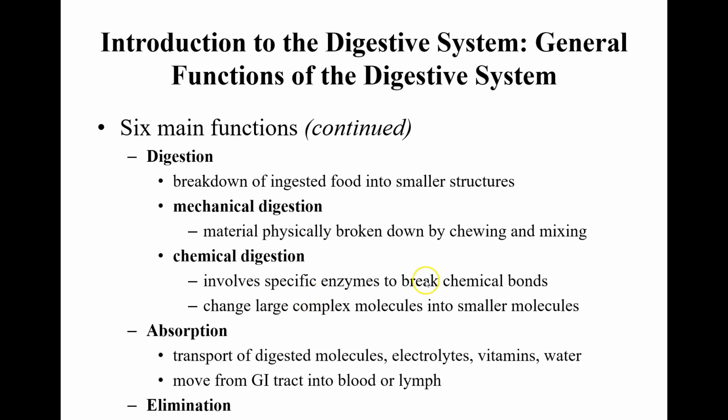The next thing would be digestion. There are two types of digestion that we typically do. Mechanical digestion is physically breaking down materials by chewing or by mixing. So we chew in our mouth, and then in our stomach, we're mixing materials until it forms a very dilute liquid food called chyme.